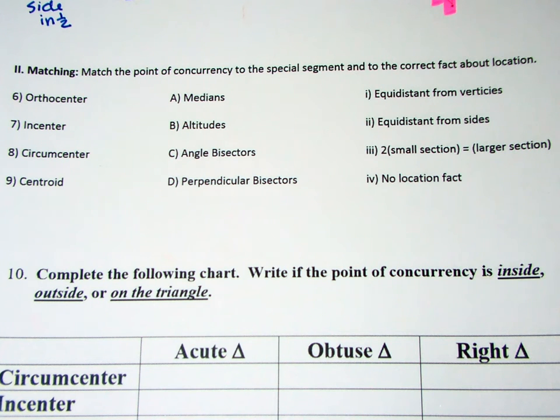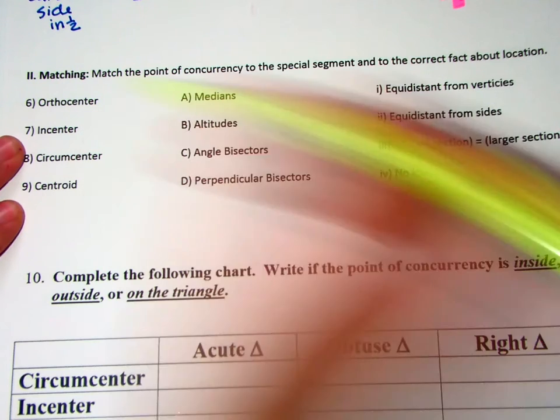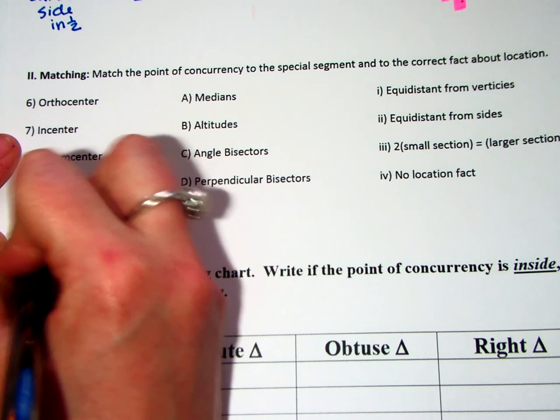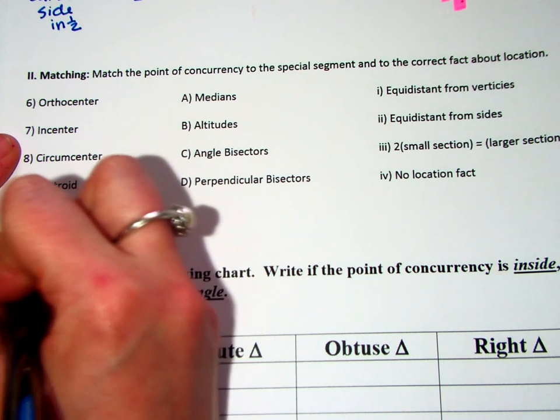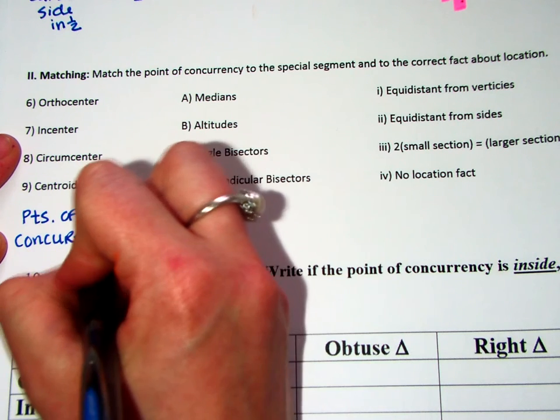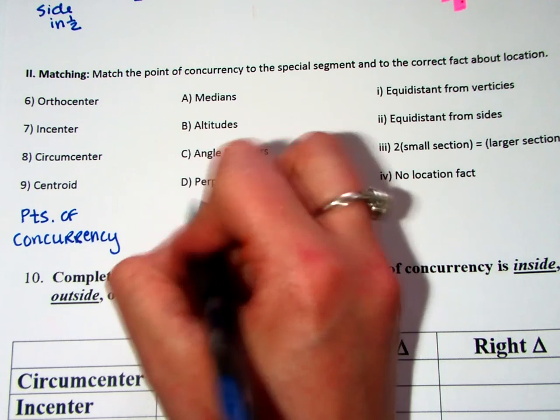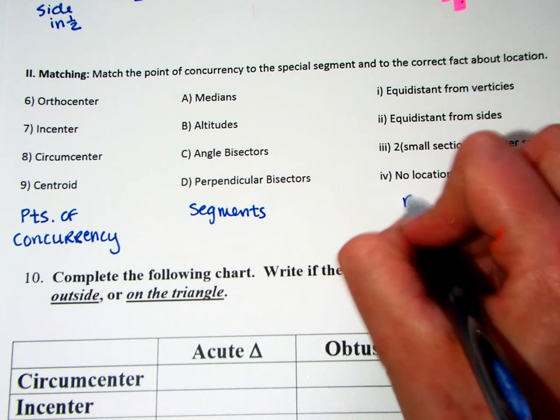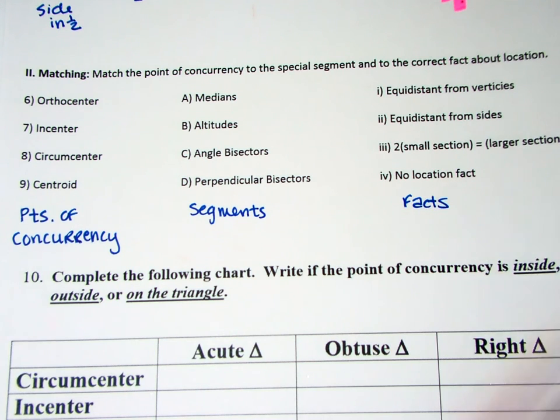So let's go ahead and just start with orthocenter. Now, orthocenter is a point of concurrency. Underneath here, these are all the points of concurrency. These are the segments, and these are the facts about the points. So let's start at orthocenter.